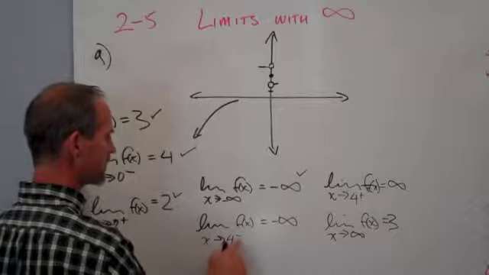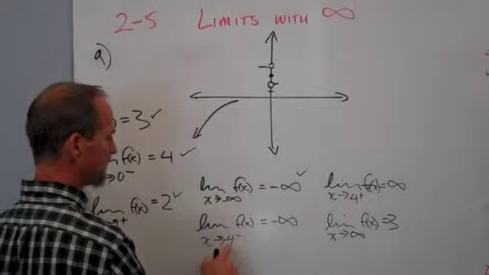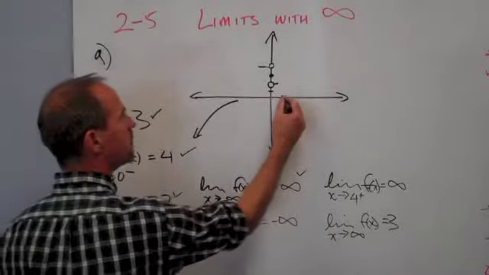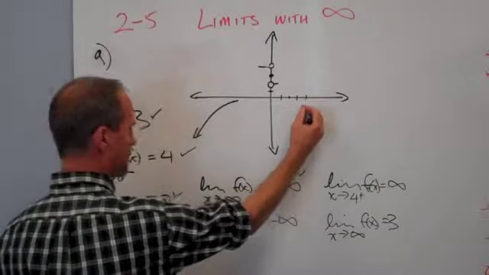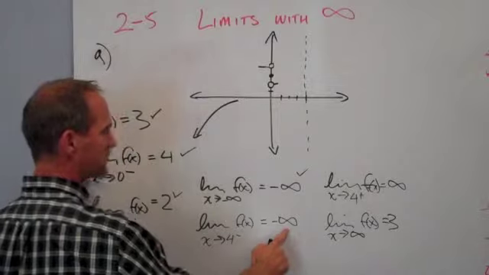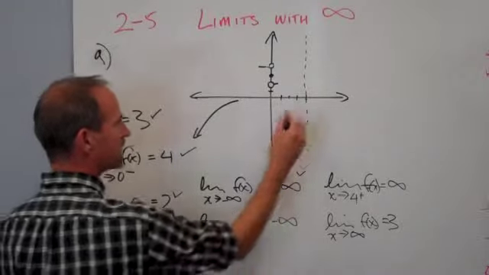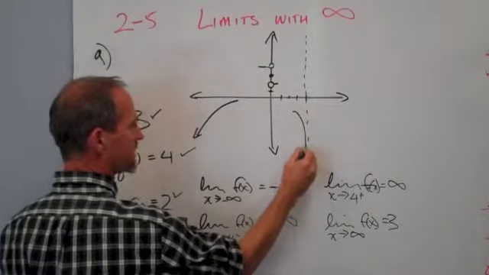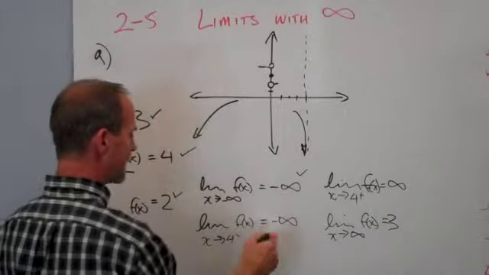Okay, as x gets very close to positive 4, but from the left. 1, 2, 3, 4, from the left. Well, that's an asymptote. That is a vertical asymptote when things tend towards infinity or negative infinity. From the left-hand side, it's going down like that. All right, that's my arrowhead.